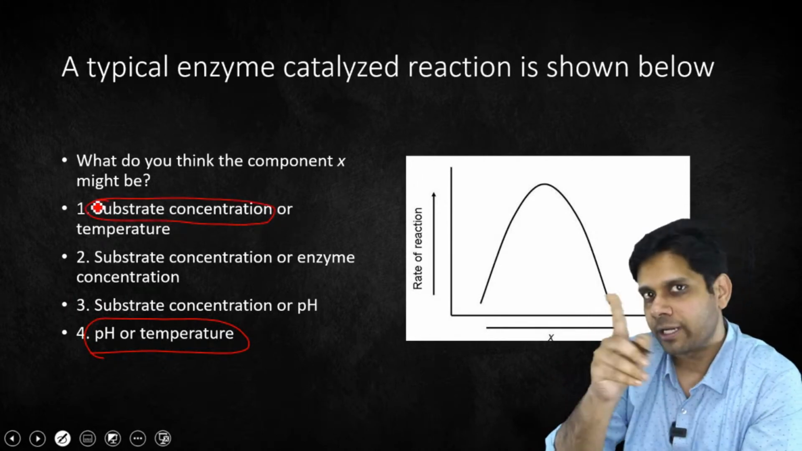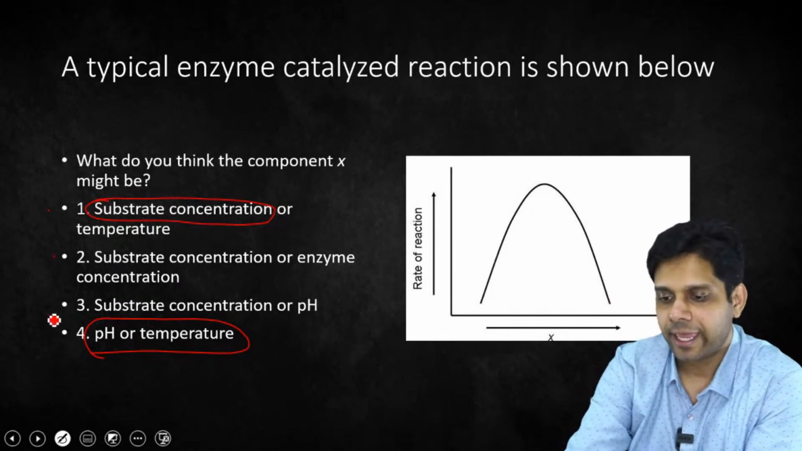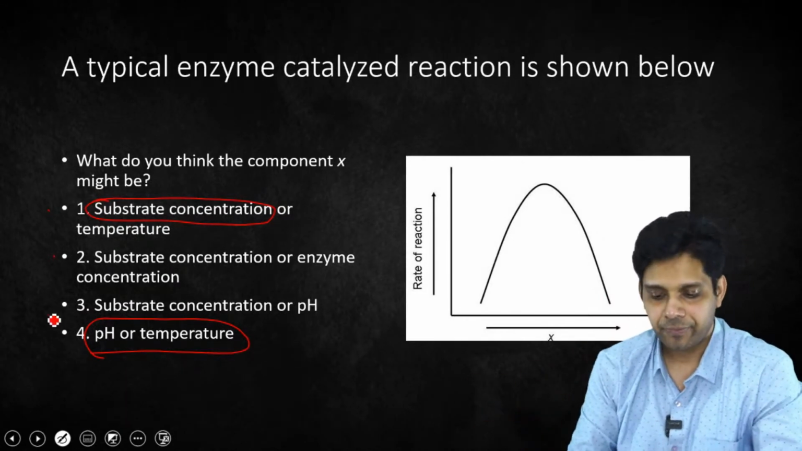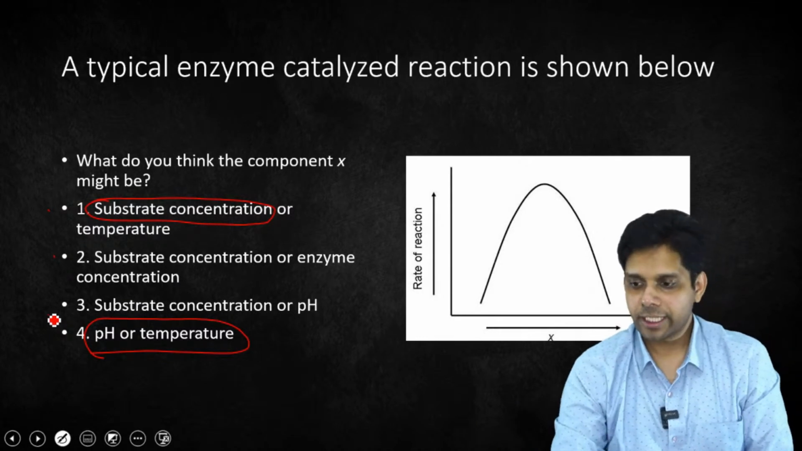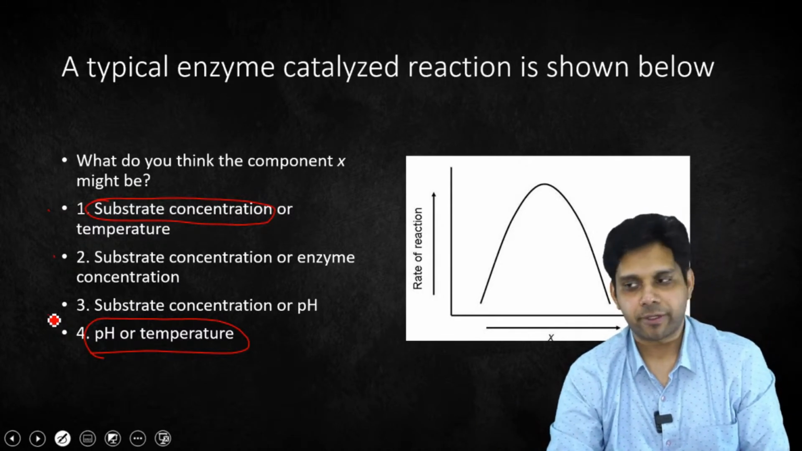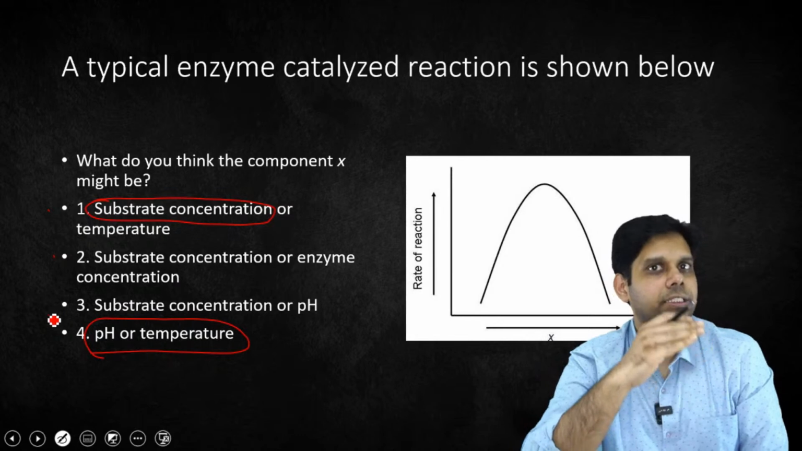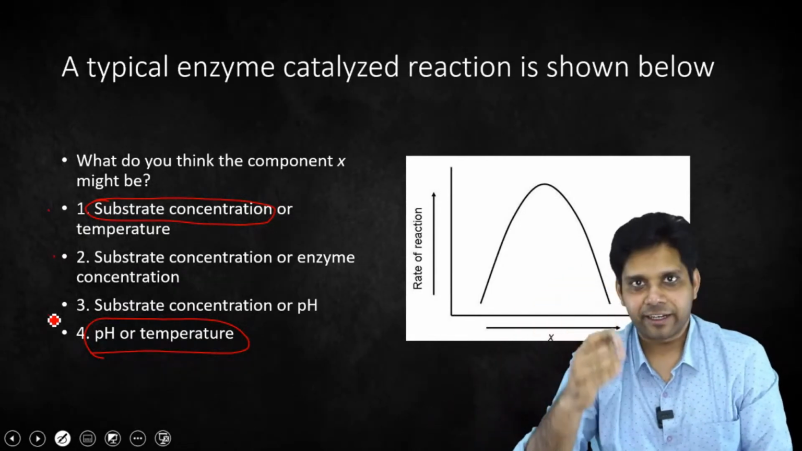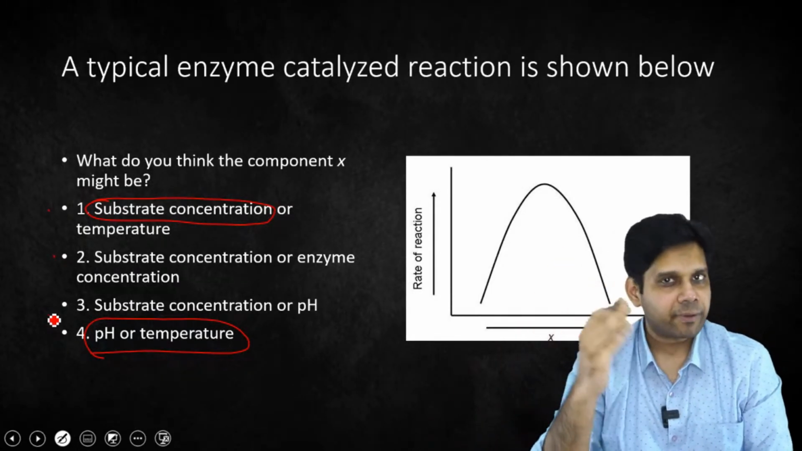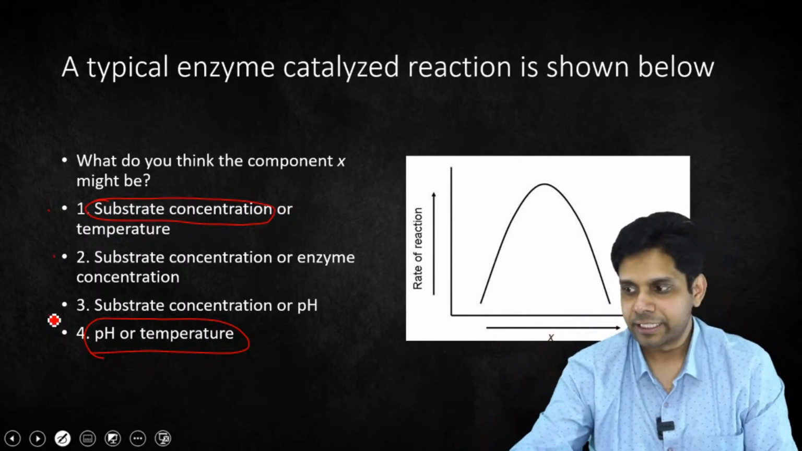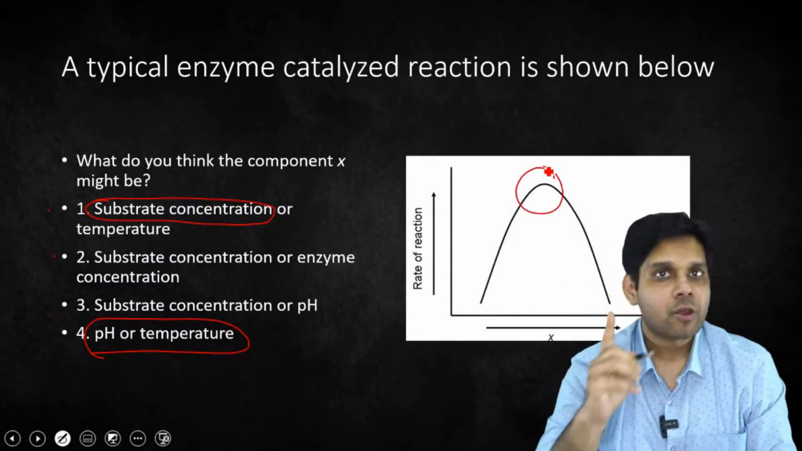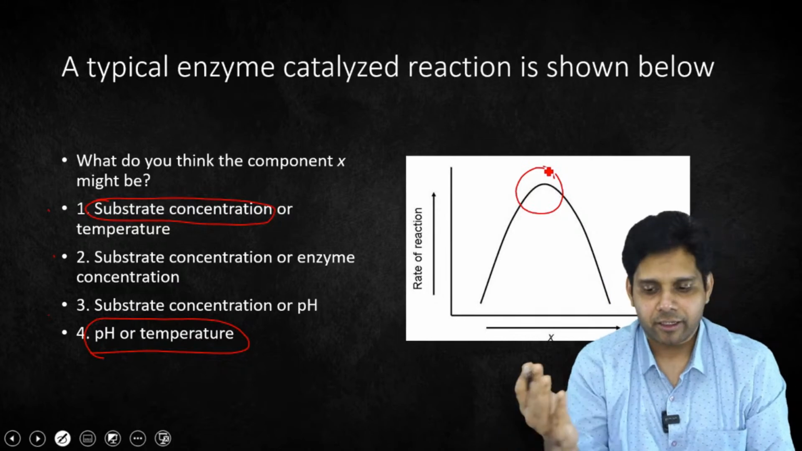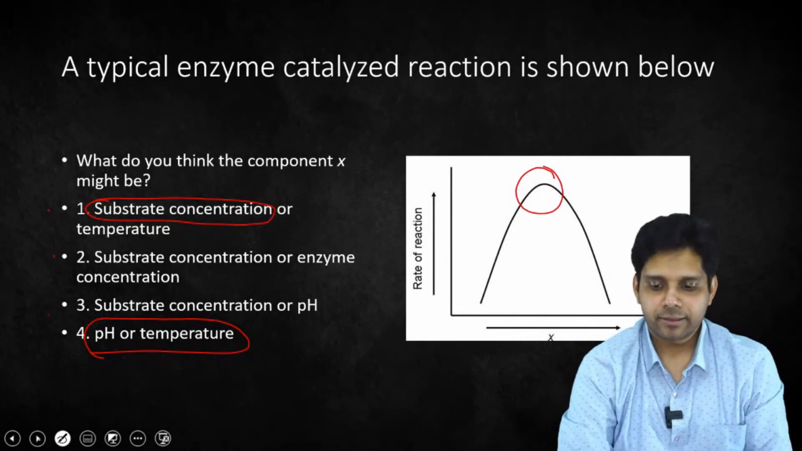If X is common in all the three options, let's find out if X is an answer or not. Okay. Third is not the answer option. Fourth is the answer option, pH or temperature. Because if the pH is wrong, the rate of reaction will decline. If the temperature is wrong, the rate of reaction will decline. So basically the peak is coming here when the temperature is right or the pH is right. So this is where the answer is.